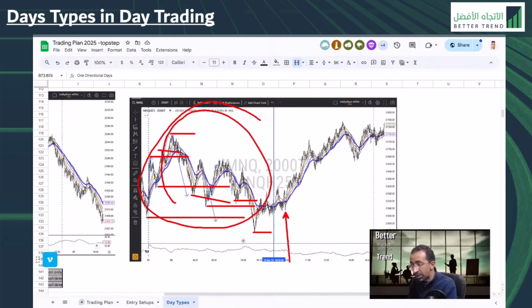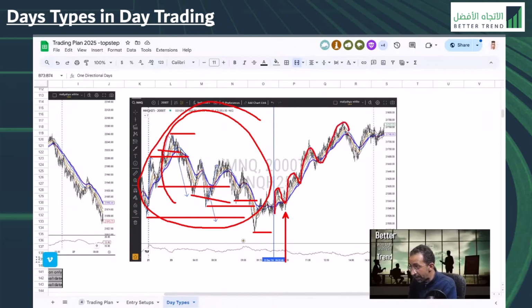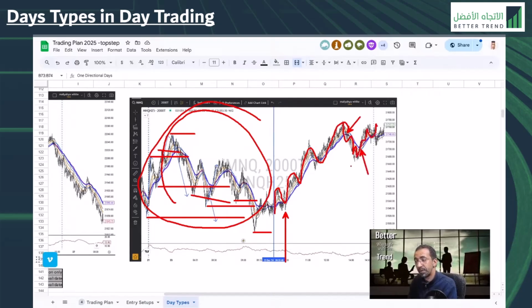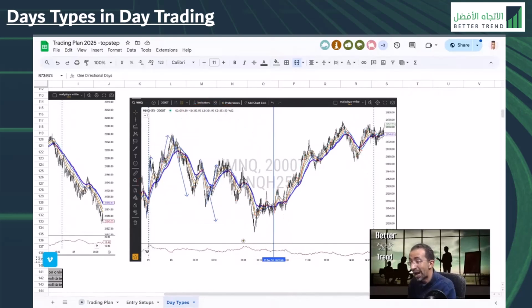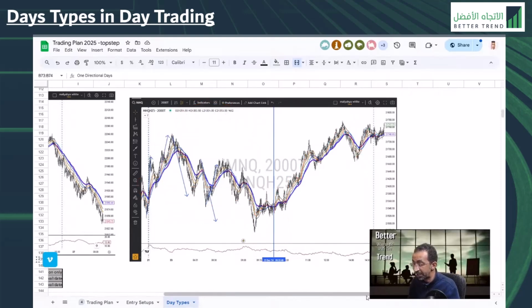So trade with it after 8:30. Buyers have control, buy with them. Sellers have control, sell with them. Buyers have control, buy with them. Watch out who has control in a multi-direction day.